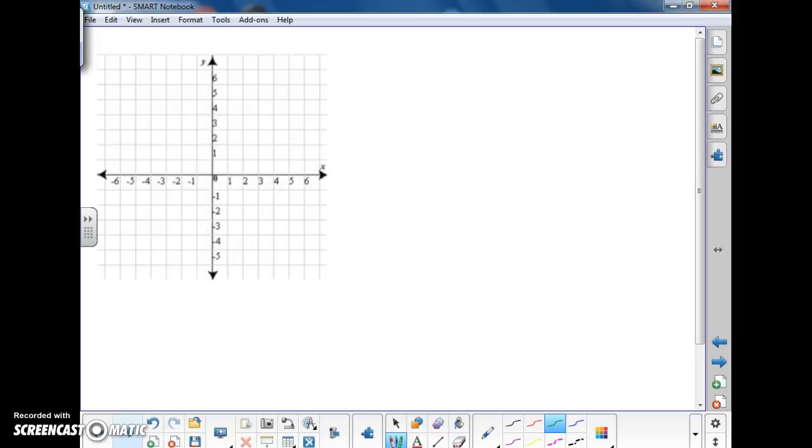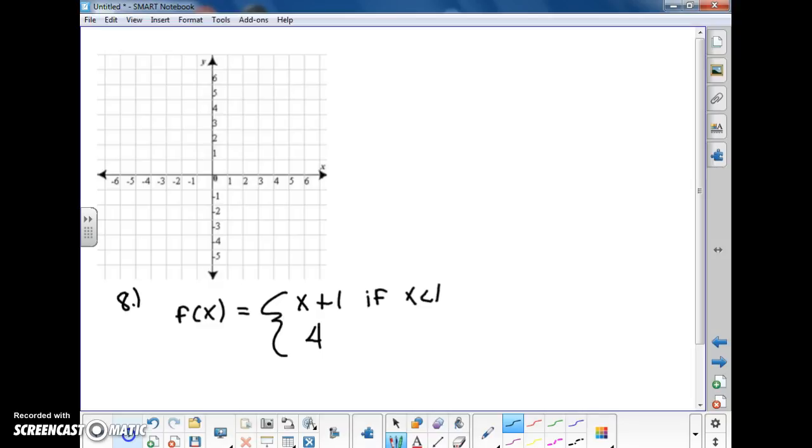Number 7 is if you were to use the entire calculator. So I'm going to go to number 8, which is a piecewise. f of x, taking y there, equals x plus 1 if x is less than 1, and 4 if x is greater than or equal to 1. Okay? I'm just going to take these one at a time. I'm going to graph this just like if I had seen on my paper y equals x plus 1. I know how to do it.